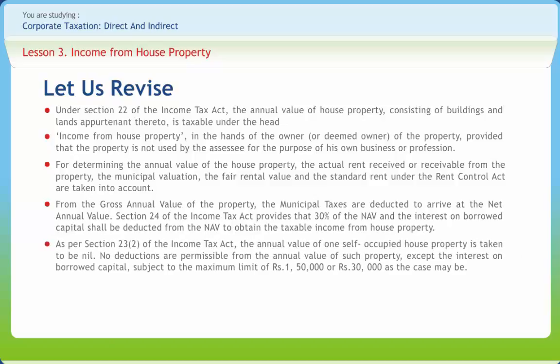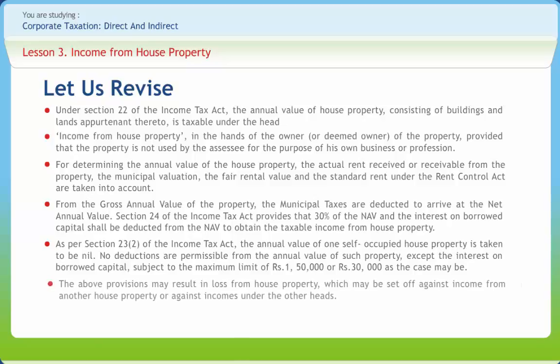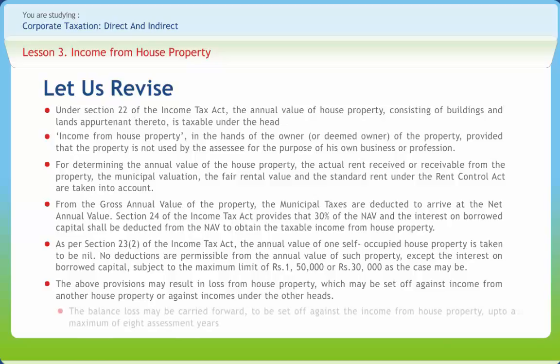As per Section 23, Part 2 of the Income Tax Act, the annual value of one self-occupied house property is taken to be nil. No deductions are permissible from the annual value of such property except the interest on borrowed capital, subject to the maximum limit of rupees 1,50,000 or rupees 30,000 as the case may be. The above provisions may result in loss from house property which may be set off against income from another house property or against incomes under the other heads. The balance loss may be carried forward to be set off against the income from house property up to a maximum of 8 assessment years.